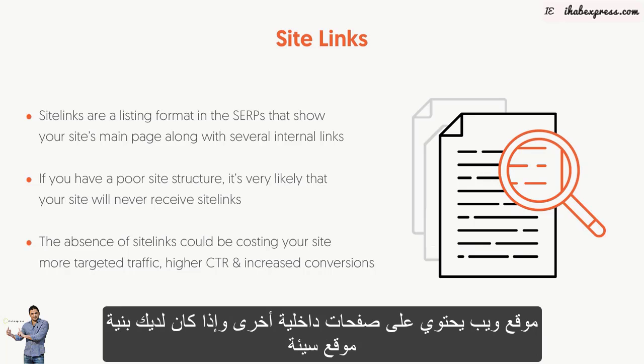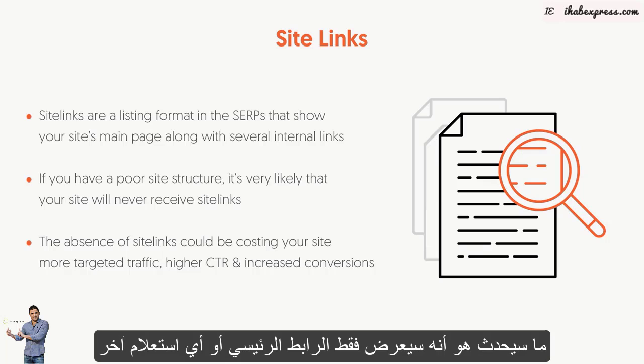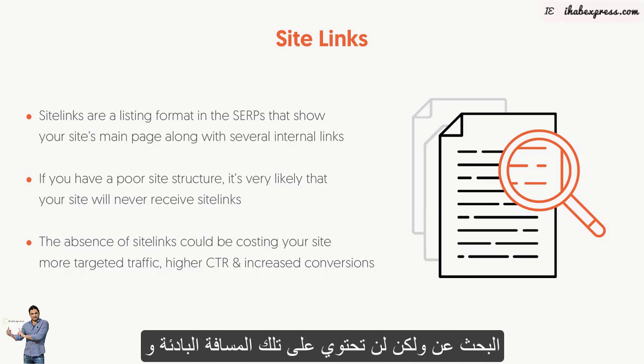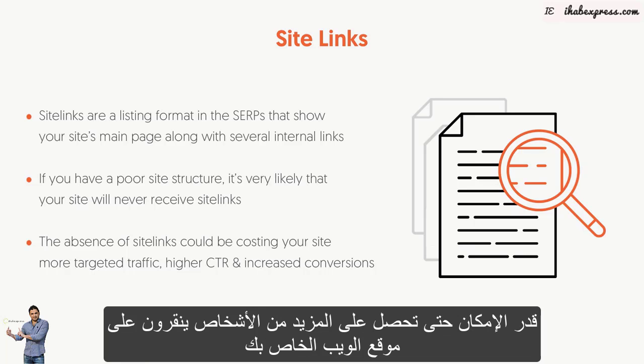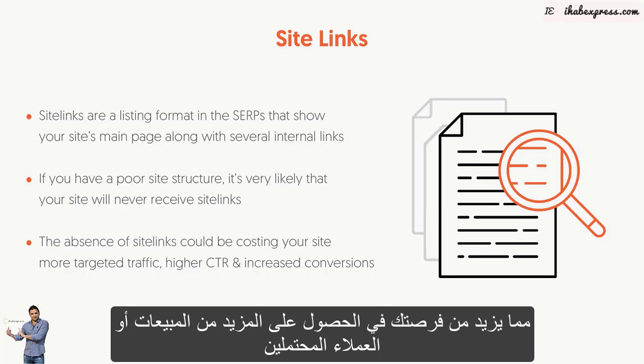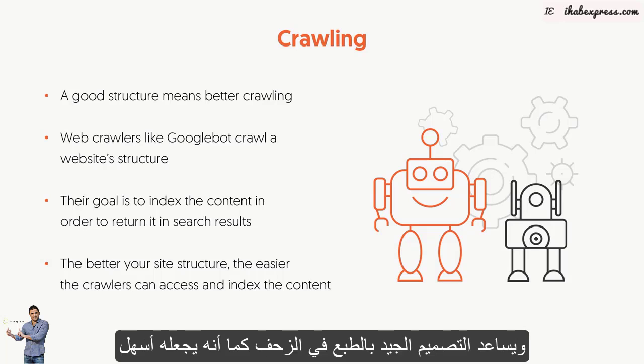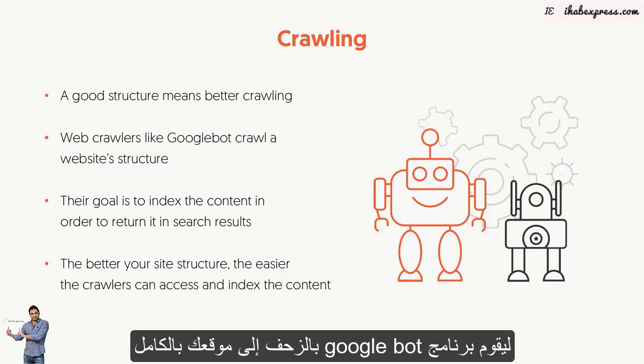If you have a poor site architecture, it'll just show the main link for whatever query they're searching for, but it won't have that indentation and more results from your page. Remember, the key is to gobble up as much of the page as possible so you get more people clicking over to your website, which increases your chance of getting more sales or leads. A good architecture also helps with crawling. It makes it easier for Googlebot to crawl your whole site and all your pages, giving a higher chance of them indexing more of the pages.